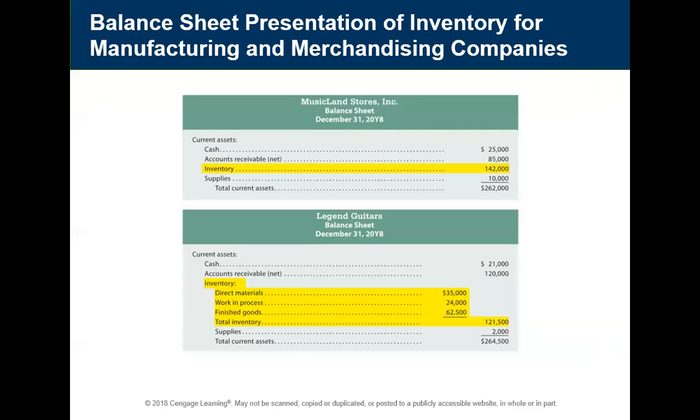So inventory on your manufacturing account is going to separate out direct materials, work in process, and finished goods. And then we're going to add up our total inventory. Those are the ending balances. So again, you sometimes have to calculate those. You have to know the T account balances at the end of the period. So that's where those are coming from. Everything else on your balance sheet is the same, okay? That's the big change.